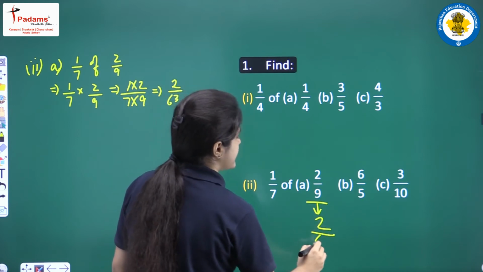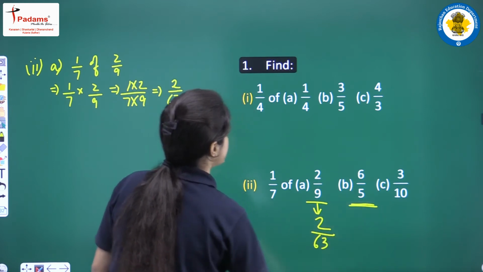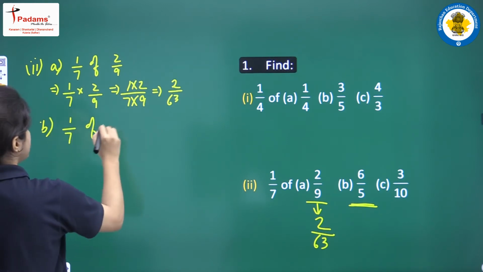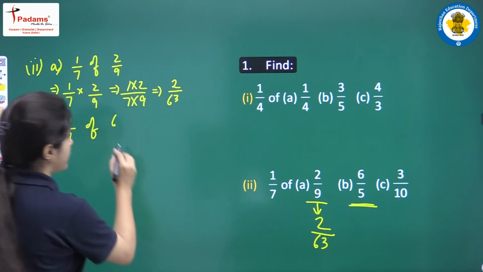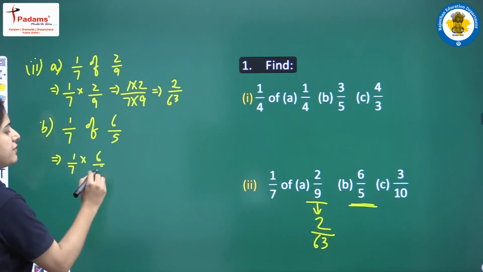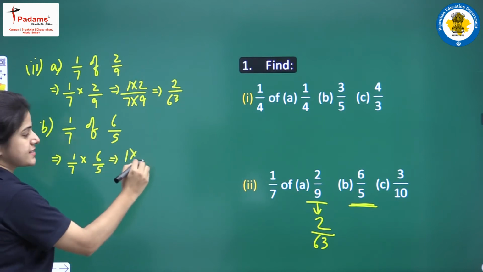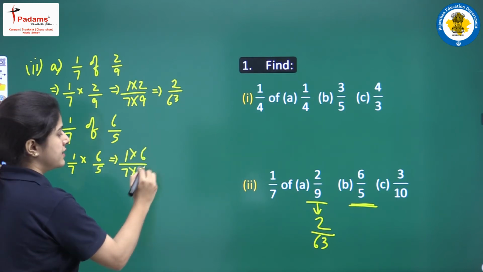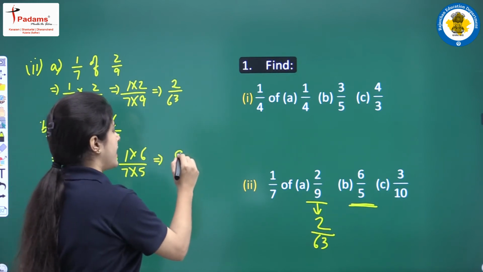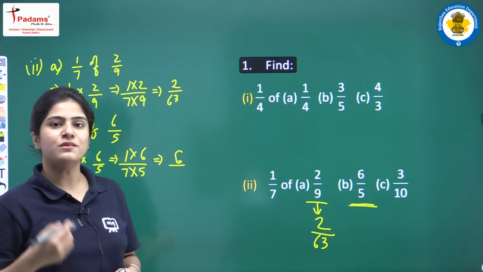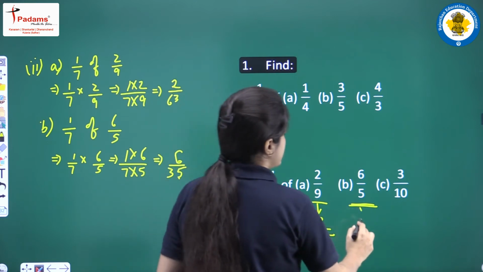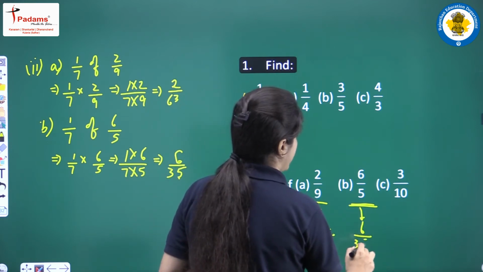2 upon 63. Now this 6 upon 5. B part, 1 upon 7 of 6 upon 5. Okay students. Now of means multiplication. 6 upon 5. That is 1 into 6 upon 7 into 5. That means 1 into 6 is equal to 6 and 7 into 5 is equal to 35. Okay students. So this answer will turn out to be 6 upon 35.